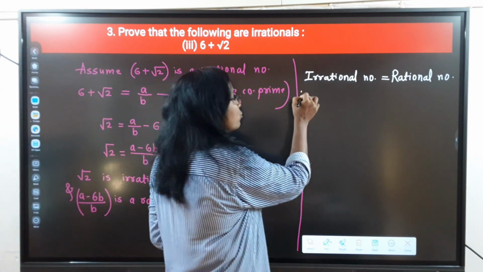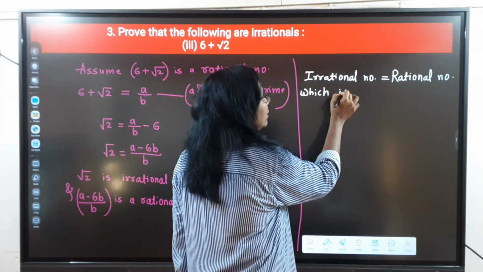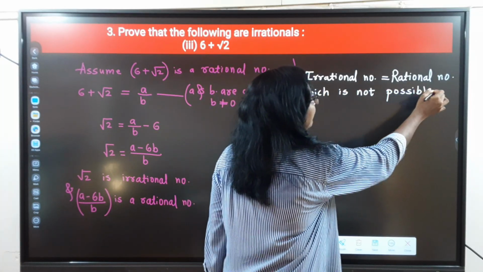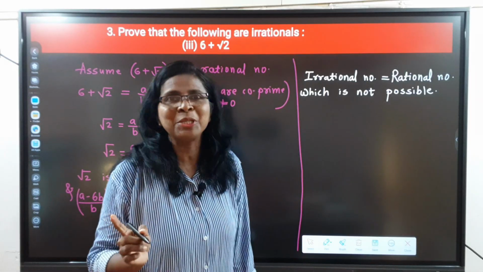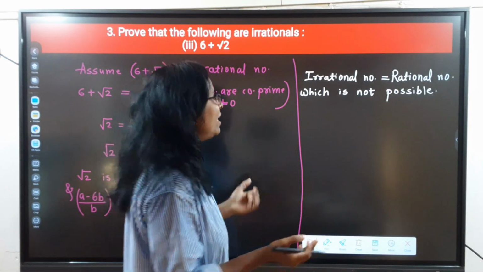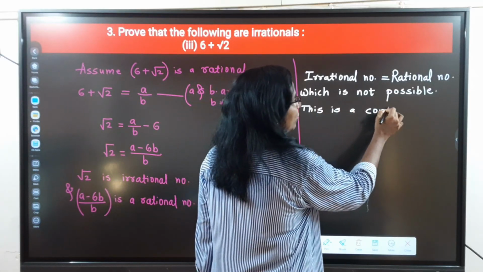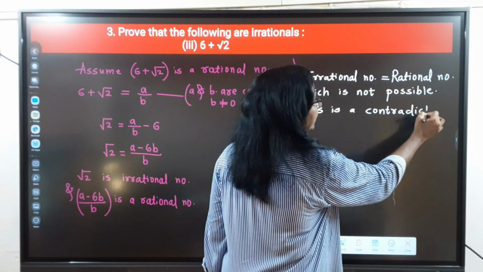But this is not possible, students. At any cost, it cannot happen. That means this is not possible, and therefore this is our contradiction. This is a contradiction.